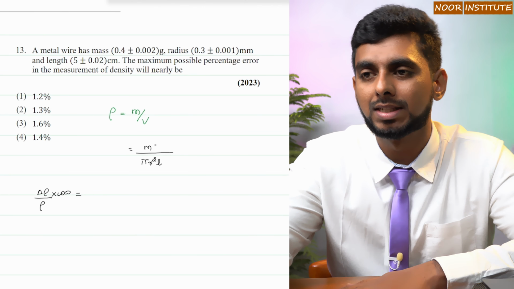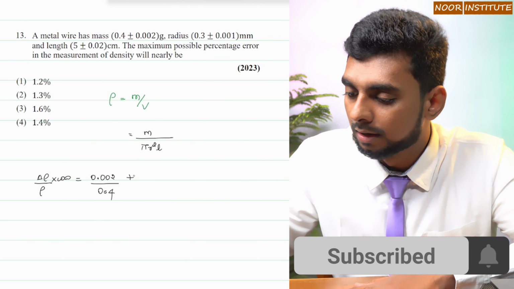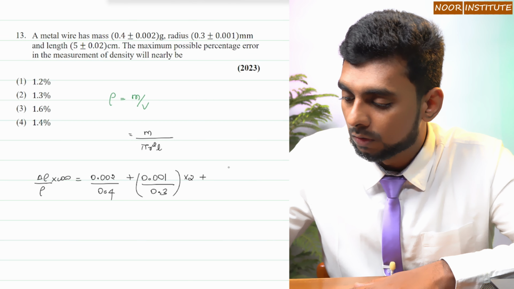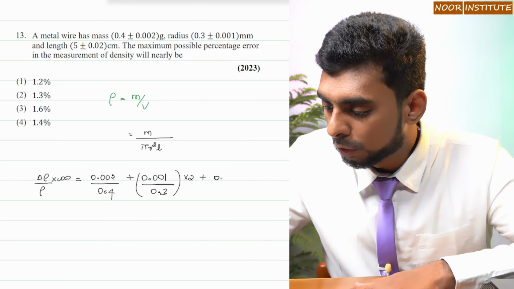Del m is obviously 0.002, divided by the mass, which is going to be 0.4, for the mass. Then for the radius, it will be del r divided by r, therefore 0.001 divided by 0.3, into 100. Here it is r square, therefore I'll have to multiply it by 2. This is something that you need to know. Then you have length. For length, you don't have any powers, therefore you'll have 0.02 divided by 5.